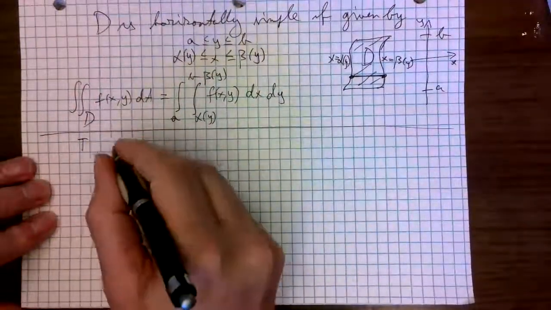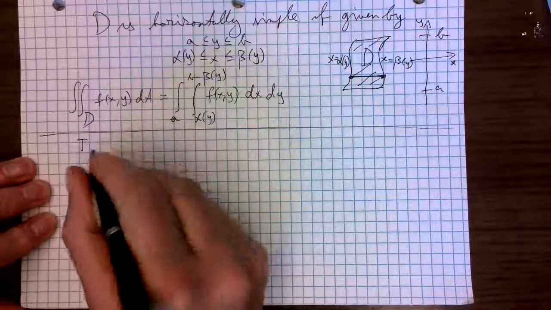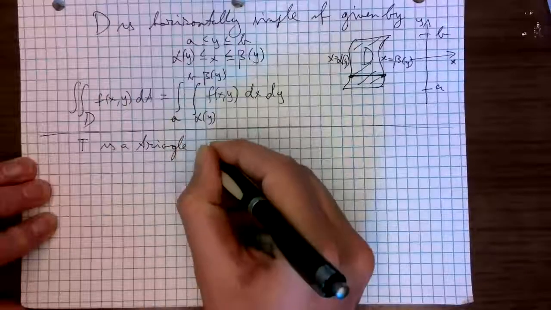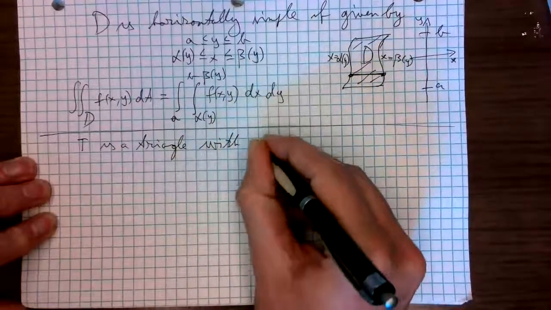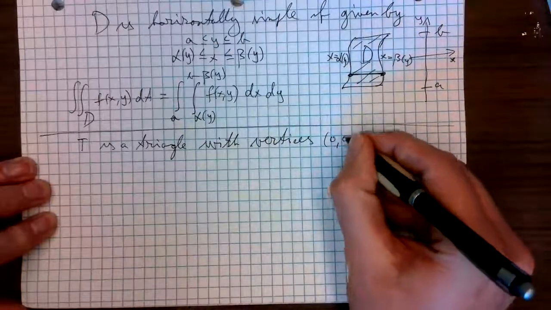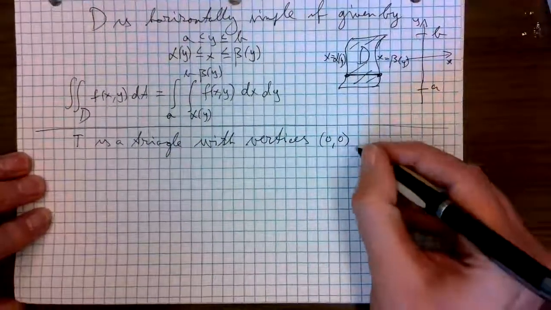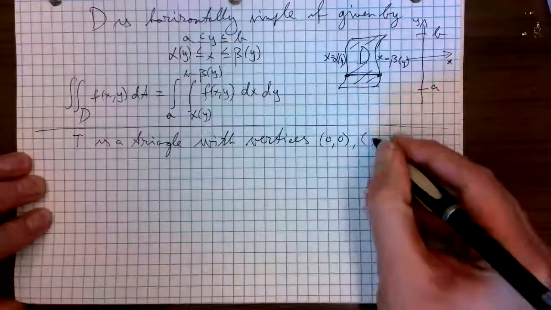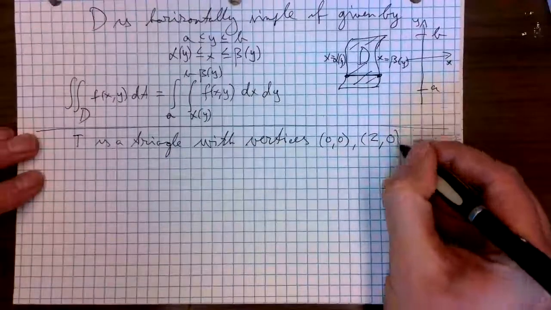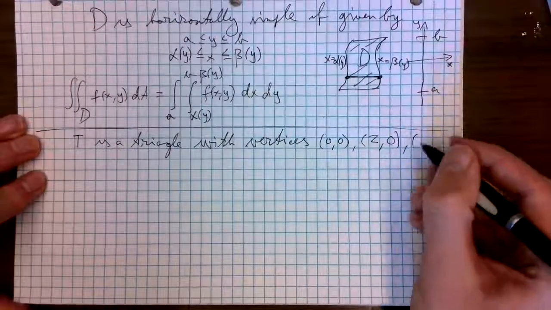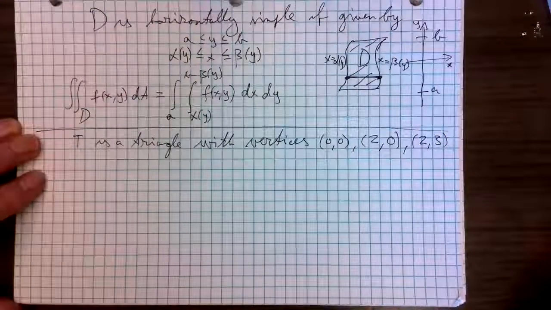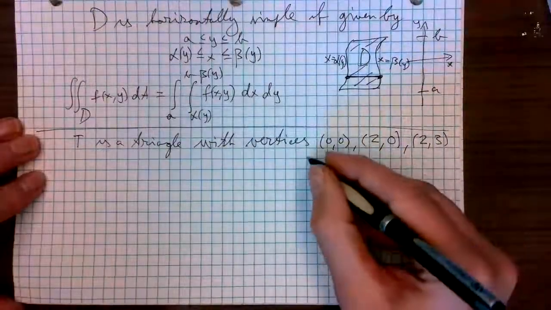Let's look at the triangle T. T is a triangle with vertices. Let's do one at the origin. Let's do one at 2, 0, and let's also do 2, 3. Why not, right? So how does that look?